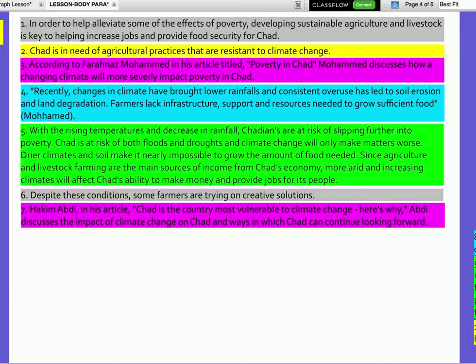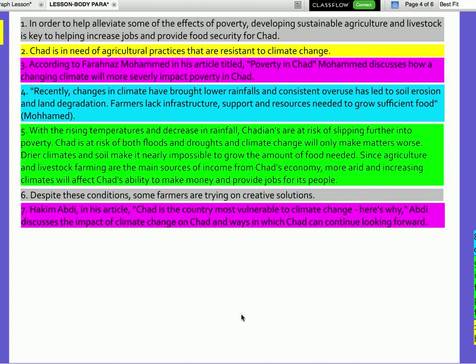So the reason that I'm doing a different type of introduction to my evidence is because you need to vary it a little bit. Please do that in your writing. So Hakeem Abdi, in his article, Chad is the country most vulnerable to climate change, here's why, Abdi discusses the impact of climate change on Chad and ways in which Chad can continue looking forward.